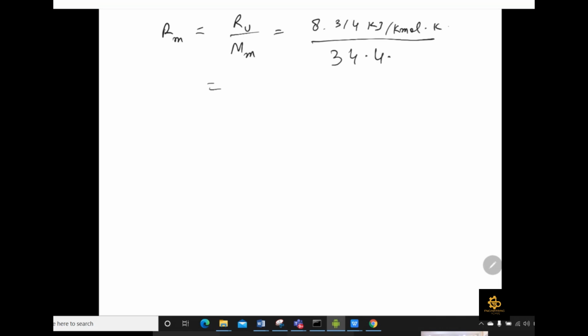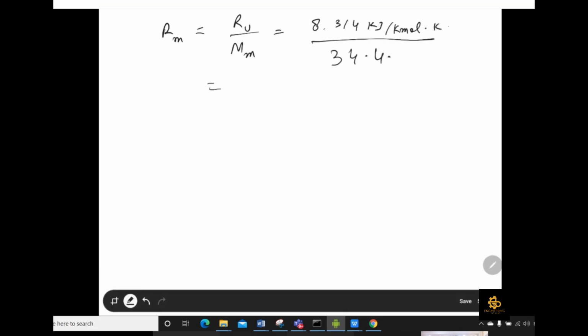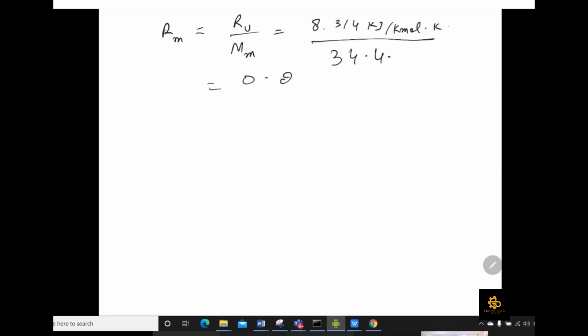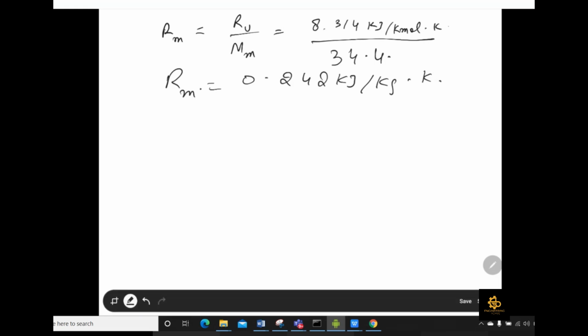Okay, so from here you can easily find the gas constant for the mixture, which is equal to 0.242 kilojoule per kg per kelvin. Okay, so this is the required thing for this question. Now the solution is completed, and this is question 13-11 from your book. If you have any question, you can ask me, and then we'll go to the next part.